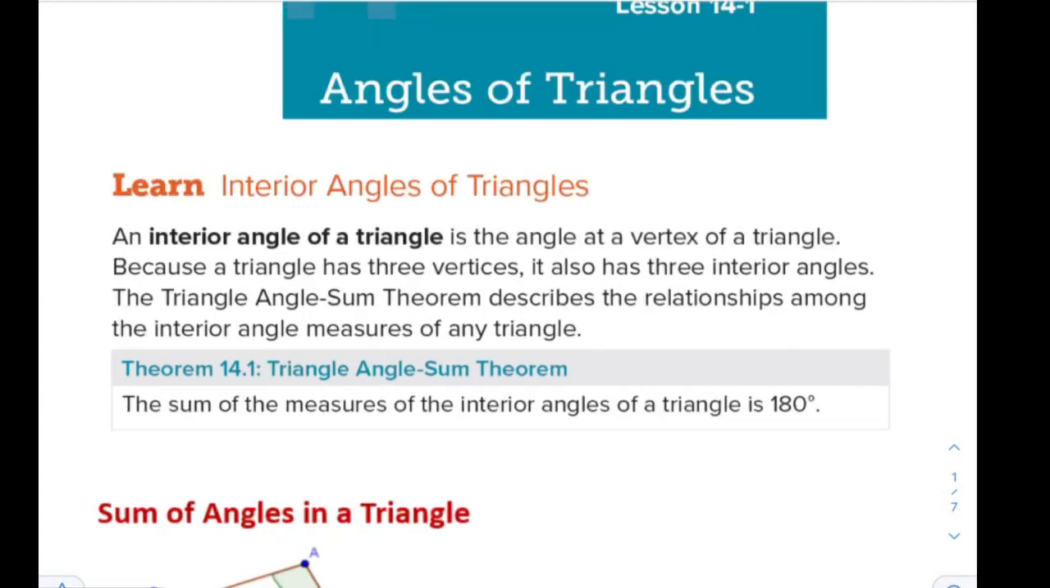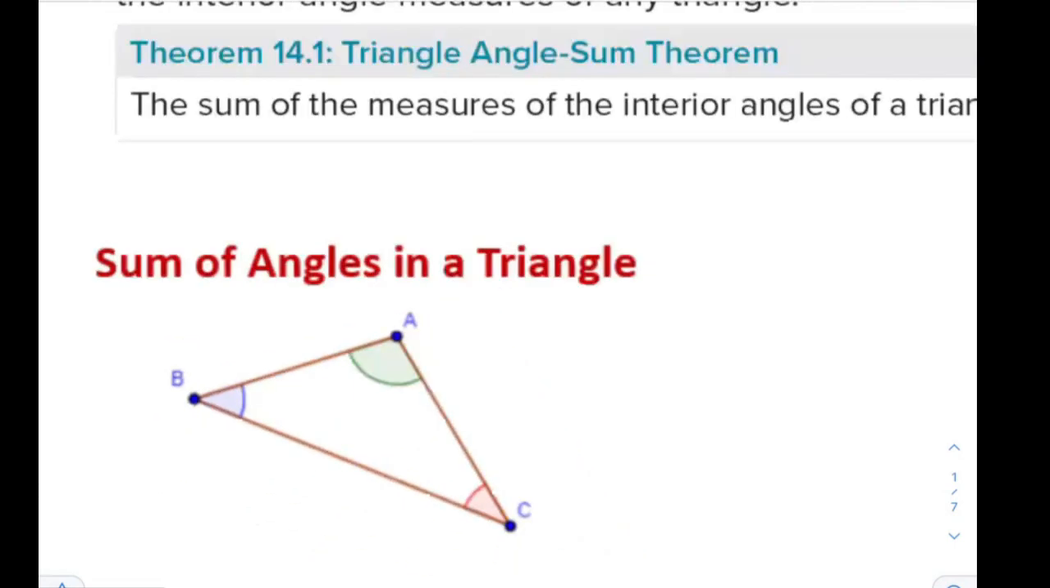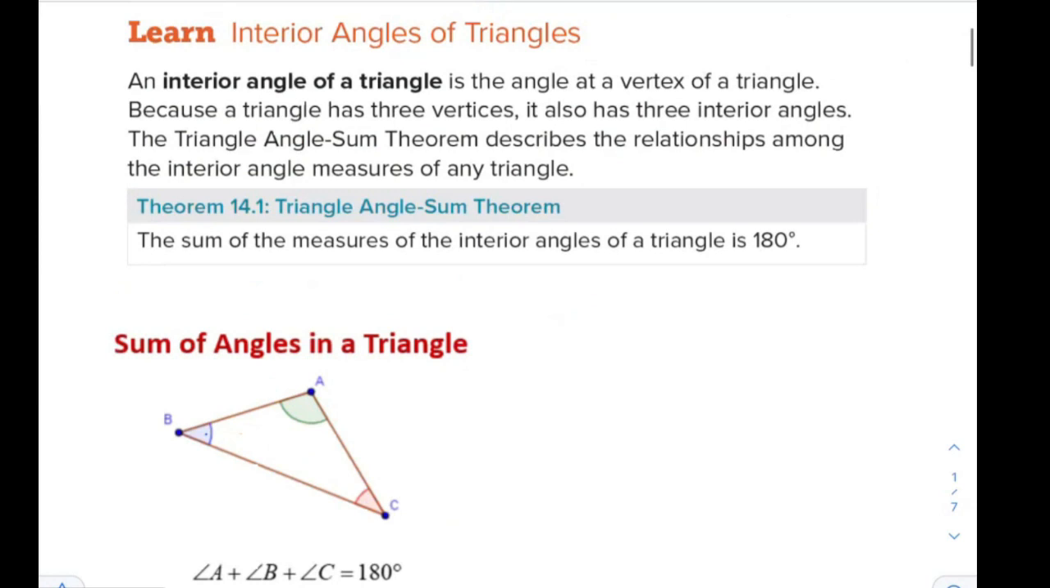Let's first start with the interior angles of triangles. An interior angle of a triangle is the angle at a vertex. For example, this is a triangle. So we have here A, B, C, all interior angles. So it is at the vertex. So this is a vertex. This is a vertex. The vertex is the point where two sides meet.